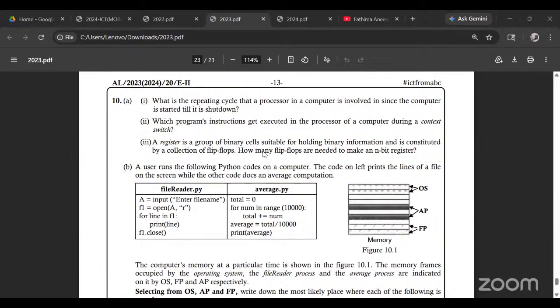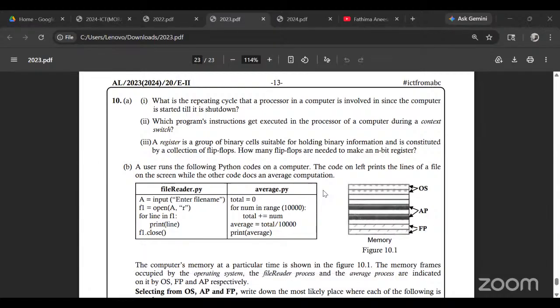All clear, right? So next one: a register is a group of binary cells suitable for holding binary information. This is about register flip-flops. They are asking how many flip-flops are needed to make an n-bit register. What do you think is the answer? The answer is there in the question. I want everyone to answer.